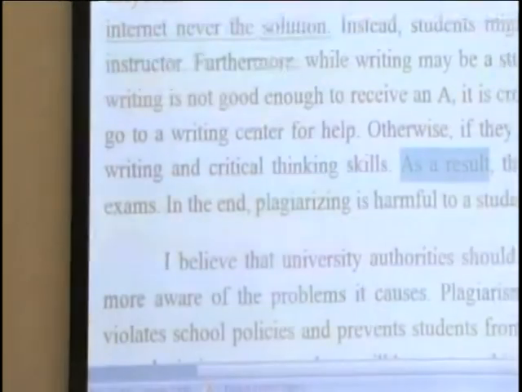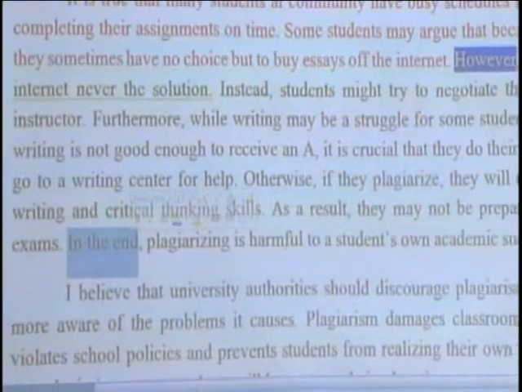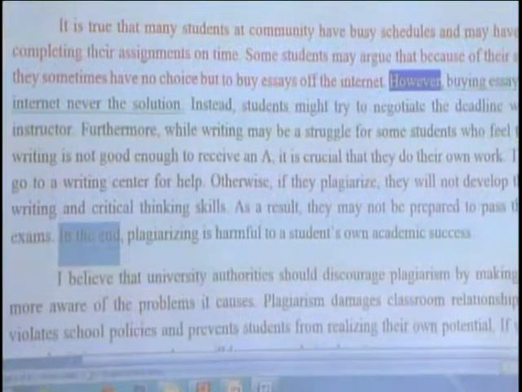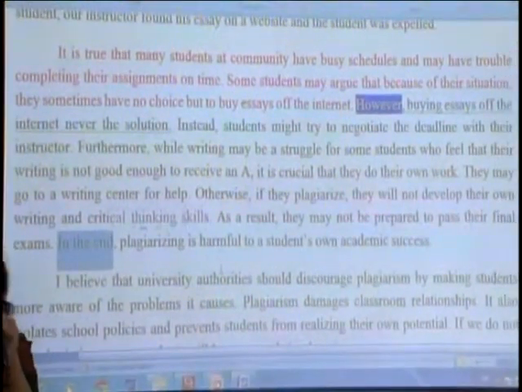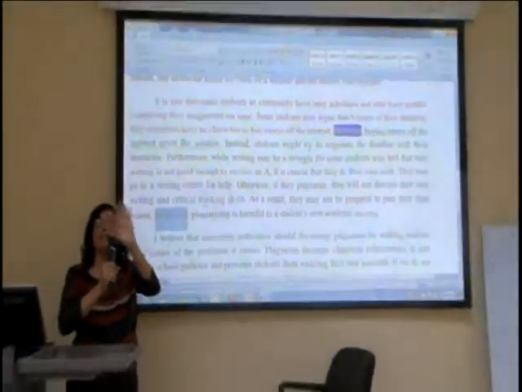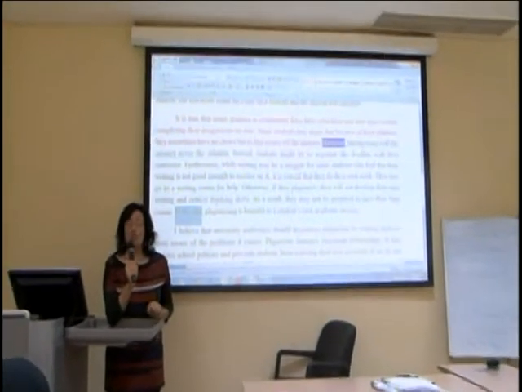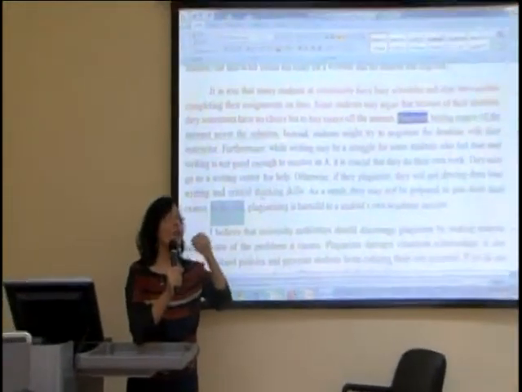what? As a result, they may not be prepared to pass the final exams. In the end, plagiarism is harmful to students' academic success. Do you understand? He's telling you bottom line, if you do that, you will not polish your writing and you will be stuck all the time in all the academic years. So you better try doing that yourself instead of copying other people's work, because you will never learn in that way. Do you understand, guys?